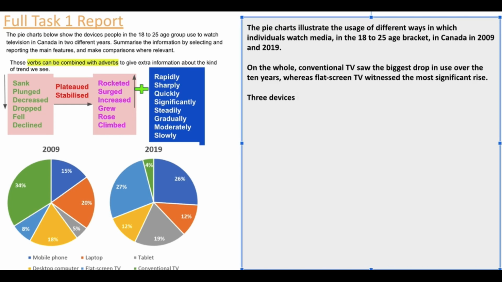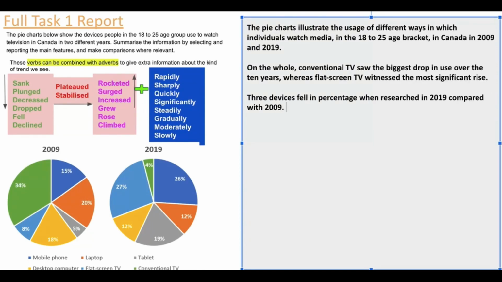I can use devices. 3 devices fell in statistics, or fell in, let's say, percentage when researched in 2019 compared with 2009.